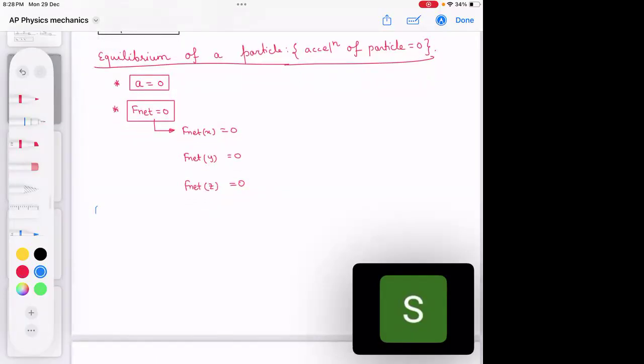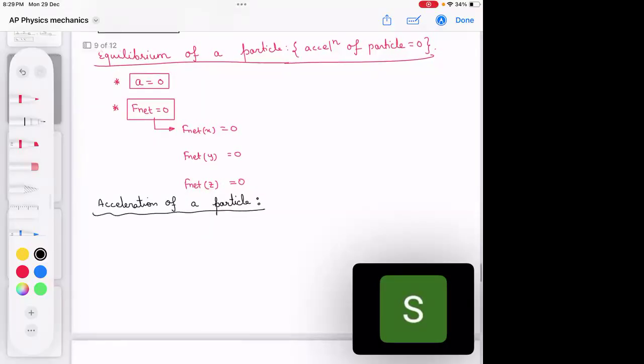And what about the acceleration of a particle? Please tell me. Yes, sir. So when do we say there is going to be acceleration of a particle? Please tell me. So if I want to know the acceleration of a particle, that means what? If a particle has acceleration, means if acceleration is non-zero, that means what? Can I say net force equal to what?